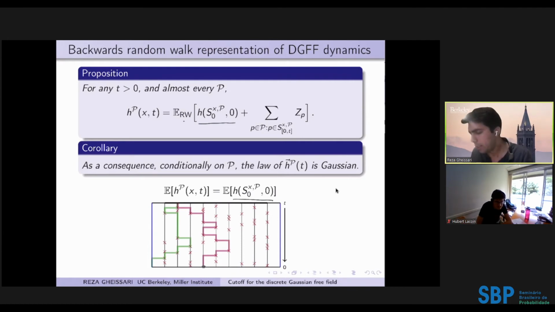One way to think about this is if your initial height profile h of 0 is identically n, for instance, that's the maximal kind of initialization, then all of these are n.